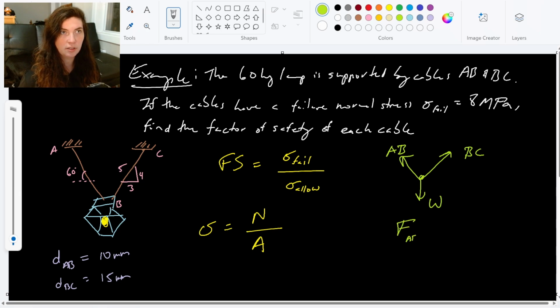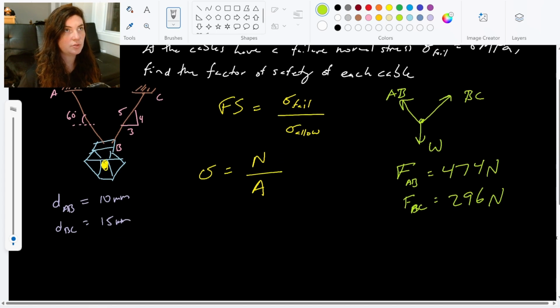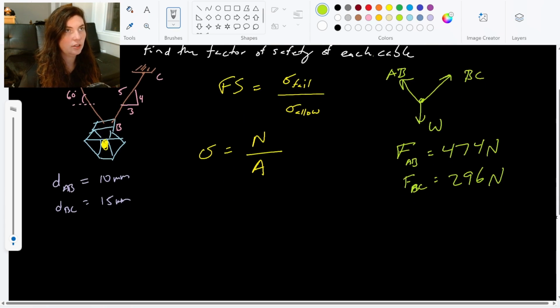You can set up and solve these equilibrium equations and double check these. Check for yourself. But we have the force through AB is 474 newtons, and the force through BC is 296 newtons. Those are our forces, again, derived from the free body diagram and our equilibrium equations, just summing forces in the y direction, forces in the x direction. Those are the results that we get.